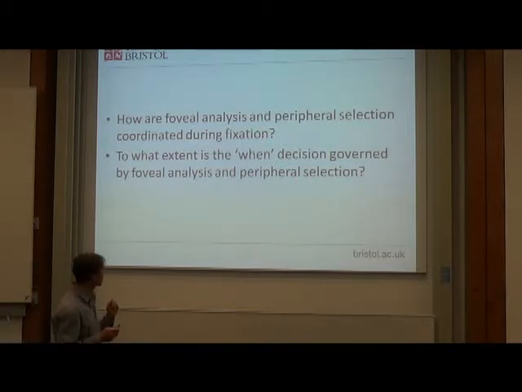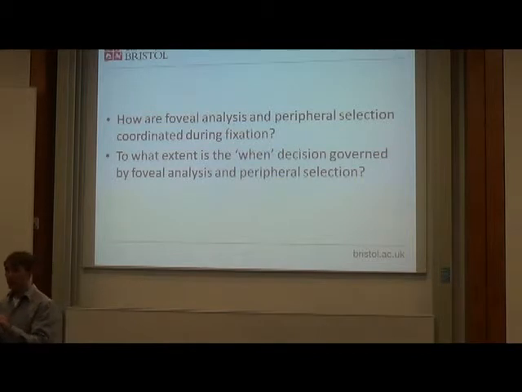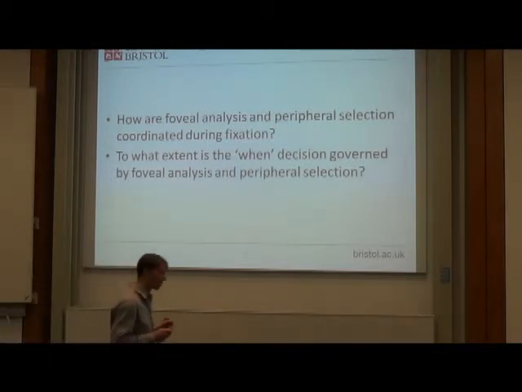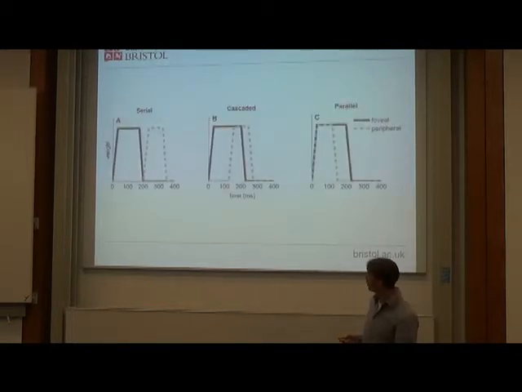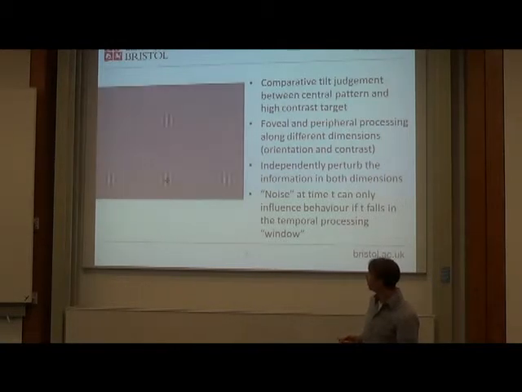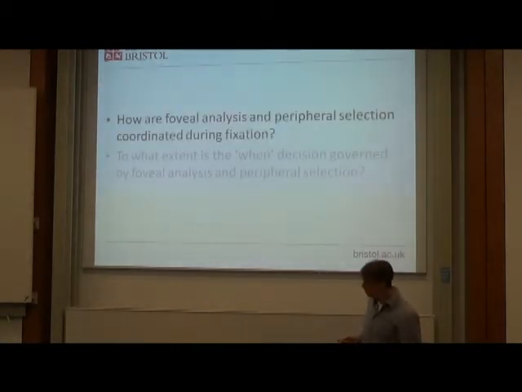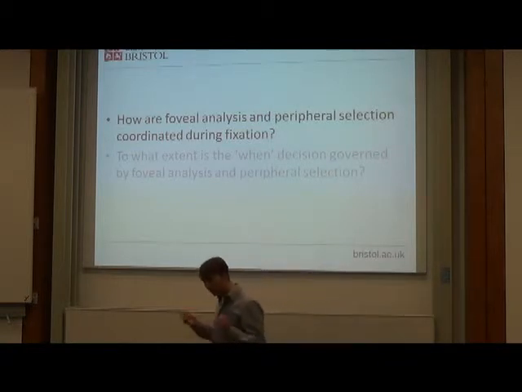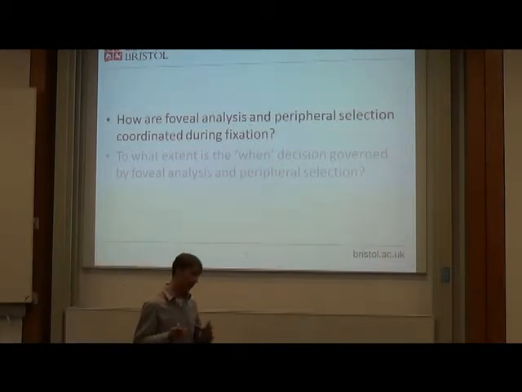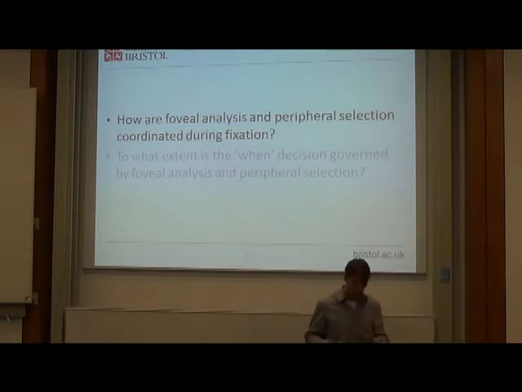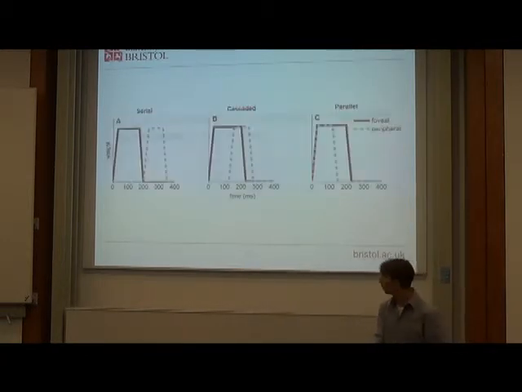The other question I'm going to ask is to what extent the when decision is controlled by foveal processing or target selection in the periphery. The second question I can deal with fairly rapidly. The first question I'm going to spend a little bit more time on, partly because I think we've got an interesting methodology that may be of interest to people here, and it's a little bit involved, so I want to make sure that you understand it properly.